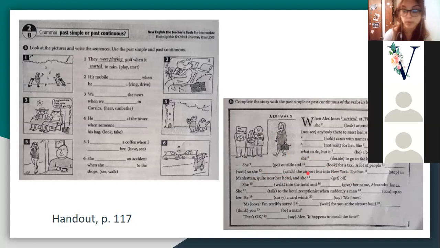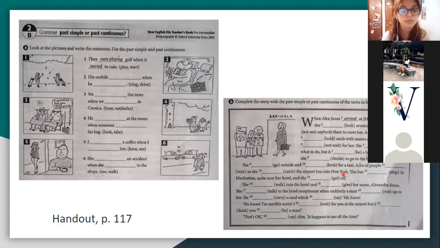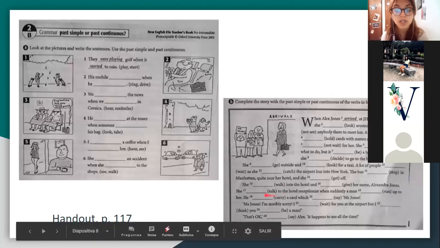The bus stopped in Manhattan, quite near her hotel. The bus stopped. Good. And she got off. Here we have a sequence of actions. She took the bus, she got to Manhattan, and she got off the bus. Very good. She walked into the hotel.